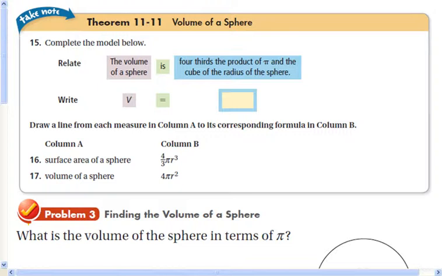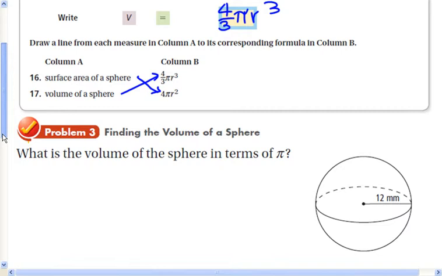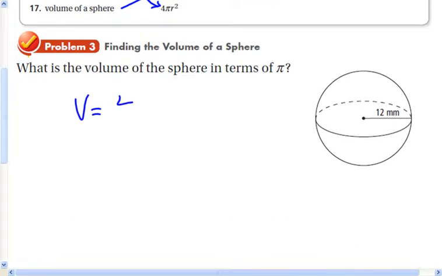All right, another thing we're going to do is find the volume of spheres. The volume of a sphere is 4/3 the product of pi and the cube of the radius of the sphere. So that would be 4/3 pi r cubed. So the surface area of a sphere is 4 pi r squared, and the volume of a sphere is 4/3 pi r cubed. So what is the volume of this sphere?